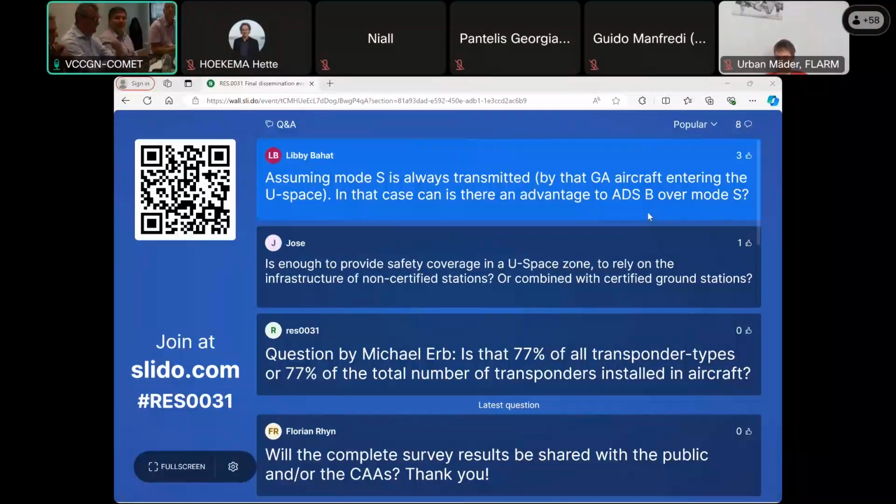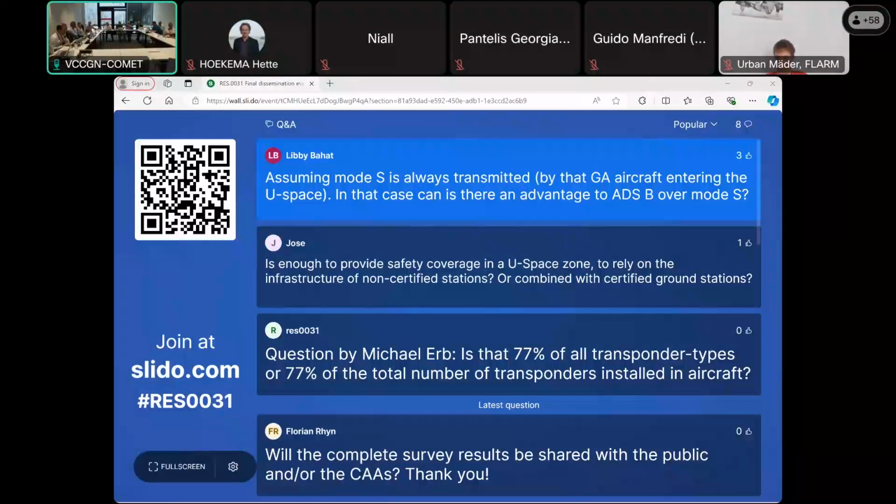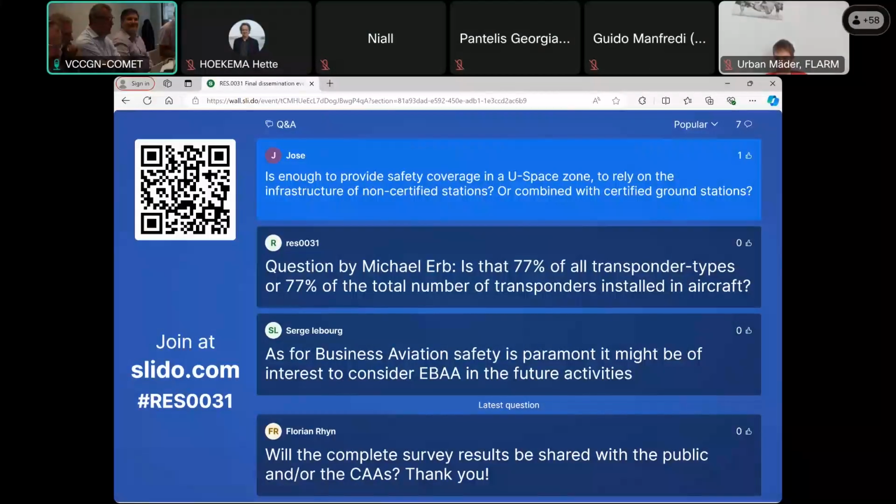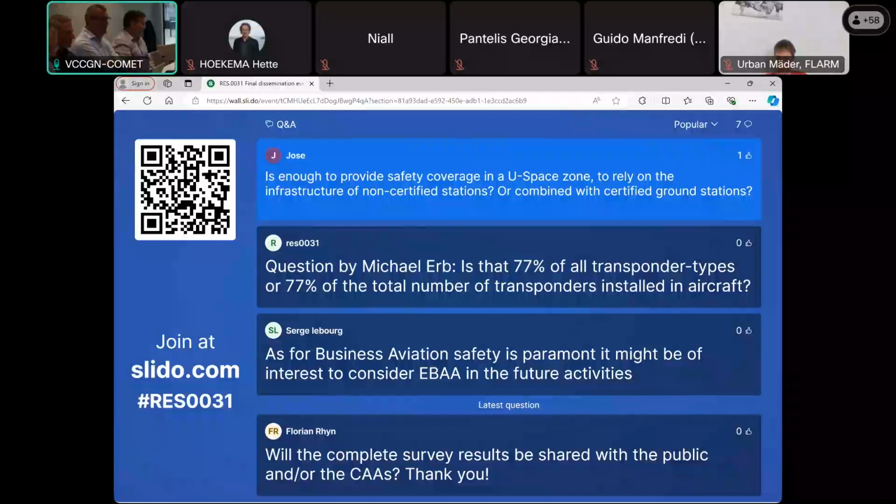Next one, Jose. Is it enough to provide safety coverage in U-space zone to rely on the infrastructure of non-certified stations, or combined with certified ground stations? I'm not aware of any certified ground station, maybe standardized. Even ADS-B receiver stations are just declared against the standard, they are not certified. Those who use that information are certified. ANSPs are certified entities, but the device or equipment itself is not certified.